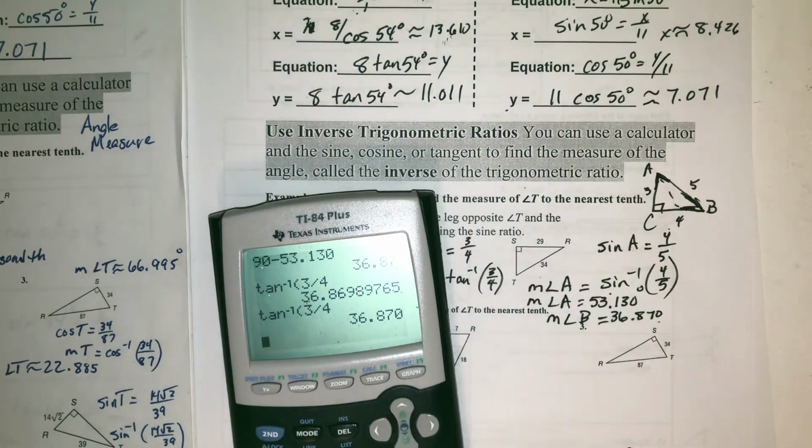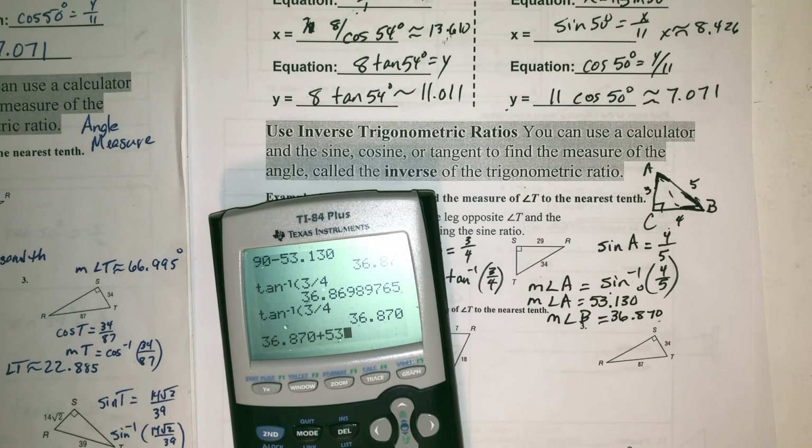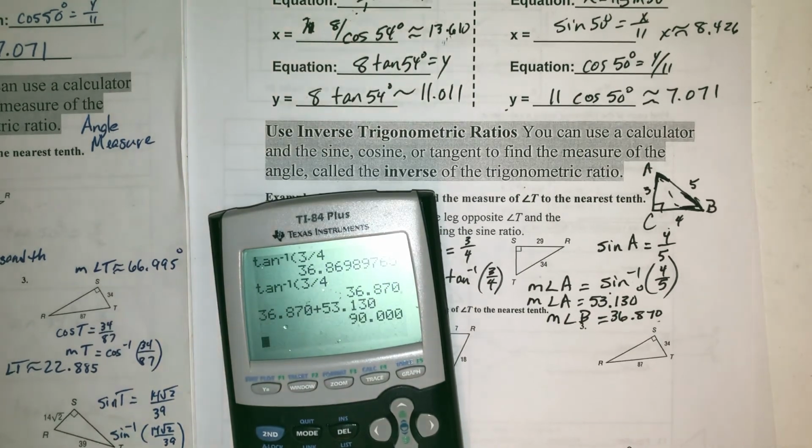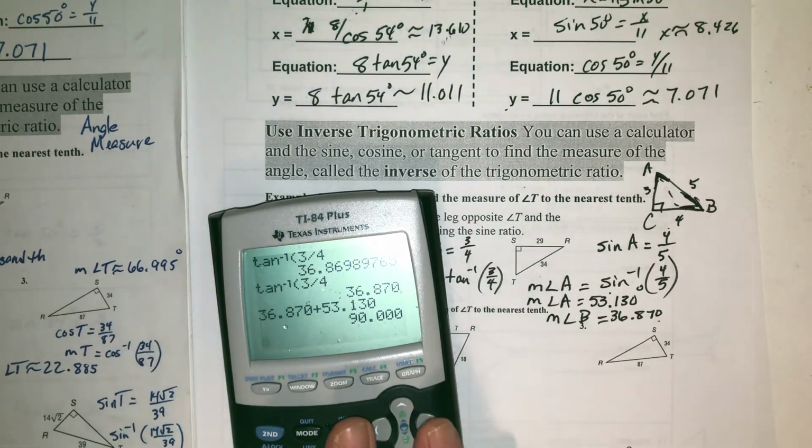If I took that 36.870 and added it to the 53.130, they better add up to 90 degrees. If they don't, I've done something wrong.